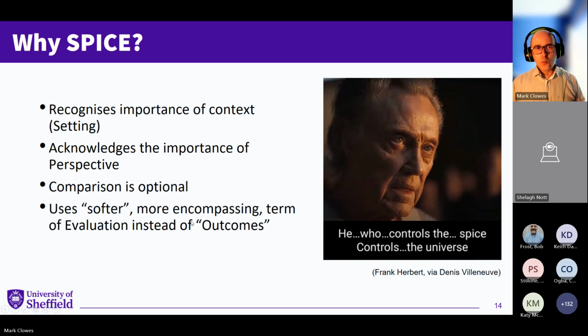So what is helpful about SPICE? Well, it recognizes the importance of context. And as I said earlier on, it might be that there are different contexts which you need to take into account and that you need to find evidence about all of them. Similarly, with perspective, it puts that front and center and makes you think about whose perspective you are looking at this question from. And if it's more than one type of stakeholder, then make sure that you capture them all.